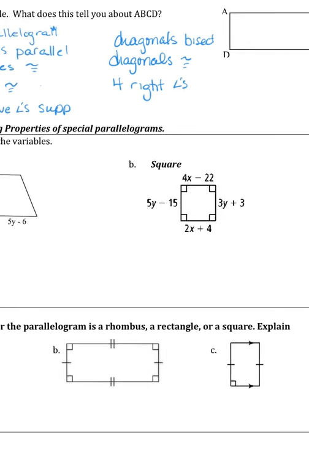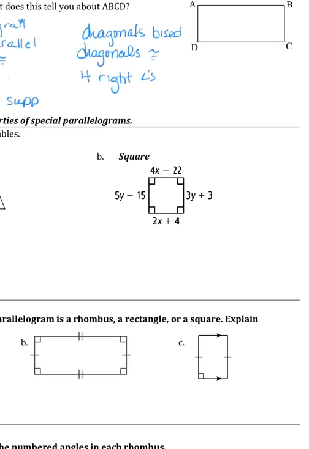Looking at the next shape, this one is a square, and it's also dealing with sides, and we know that on a square, all of the sides are equal again. So I'm going to concentrate on the letters that match. I know that 4x minus 22 has to equal 2x plus 4. Subtract 2x from both sides, add 22, and you're going to get 2x equals 26, and then divide by 2, you get x equals 13.